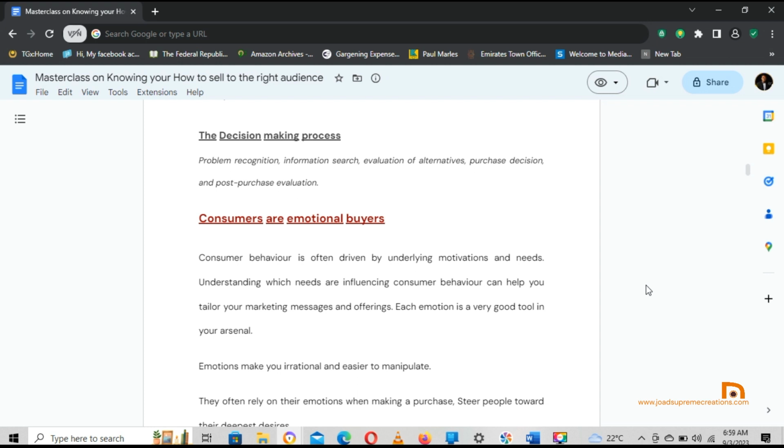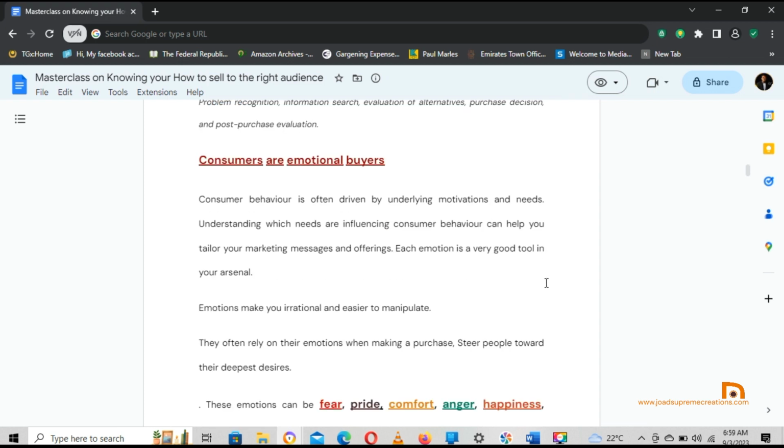There are so many things that you've bought, and then after like a month, you look at it and you tell yourself, why did I even buy this thing? It's because you bought that product out of emotion. And that is why emotion can make you irrational and also easier to manipulate. People often rely on their emotions when making a purchase. So steer people toward their deepest desires. That is what you should do. As a business person, as a marketer, you must know how to steer people toward their deepest desire.